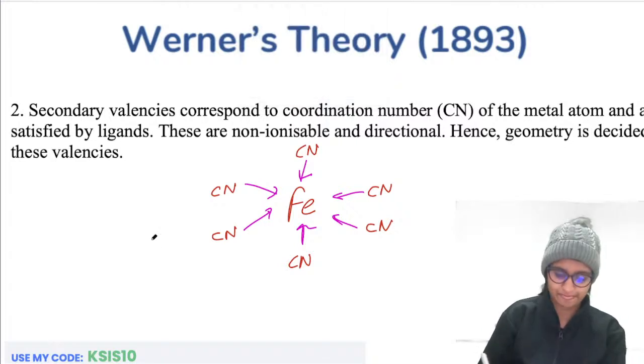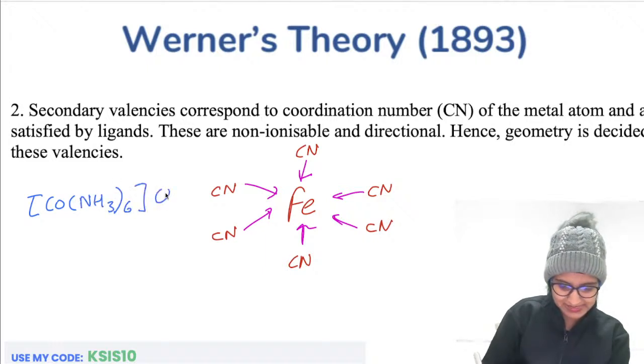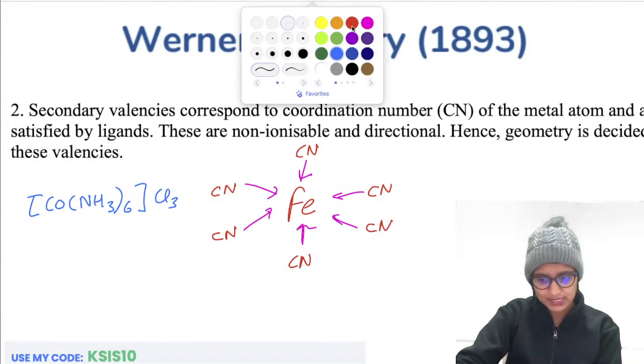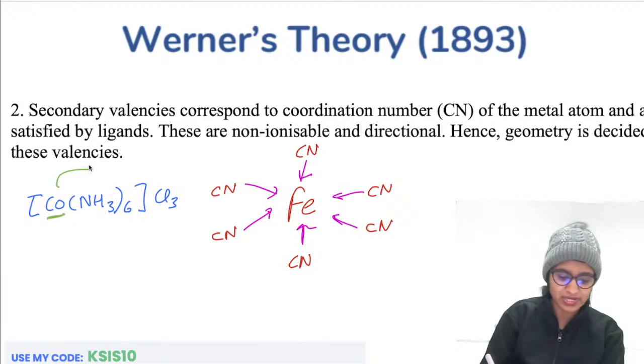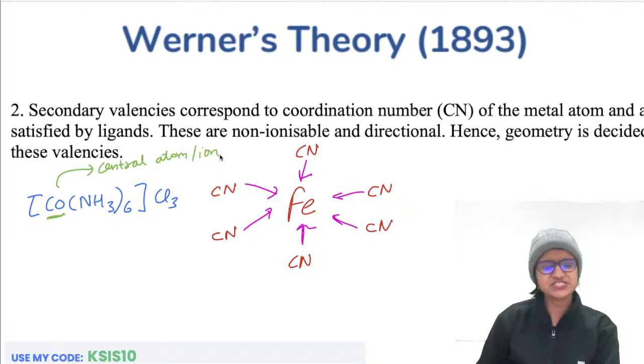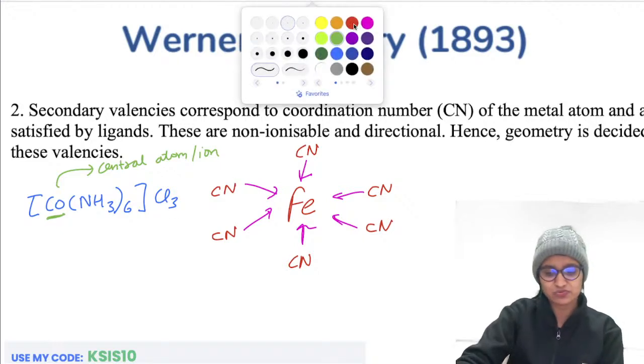So yeah, if I give you examples, say the first one is Co(NH3)6 Cl3. So if we want to know what is the primary valency here and what is the secondary valency here, I told you that this is your central atom or ion. If it is neutral, then it is an atom. If it has some charge, then it is your ion, okay? Now here your cobalt is the central metal atom or ion, right? I told you that primary valencies are satisfied by only anions.